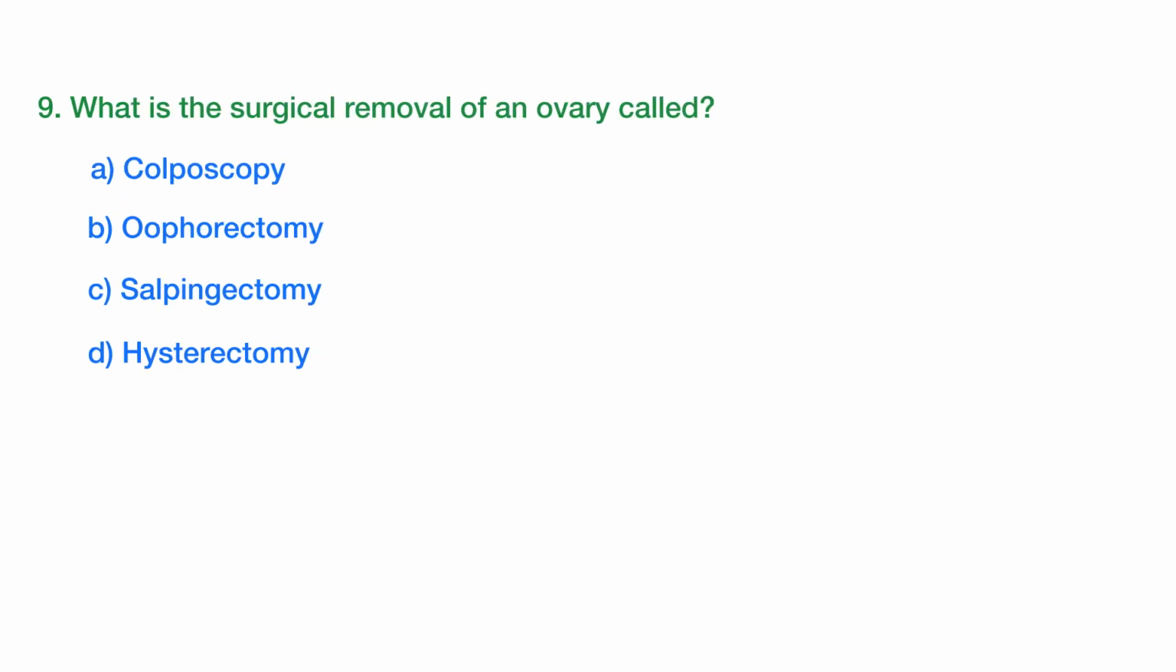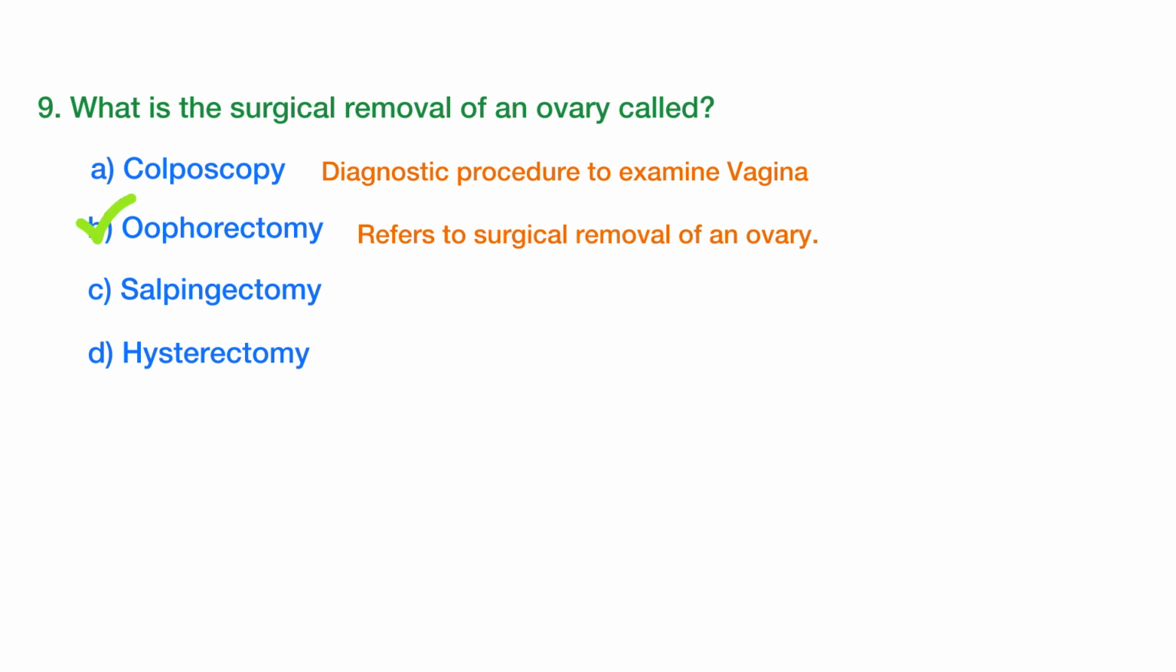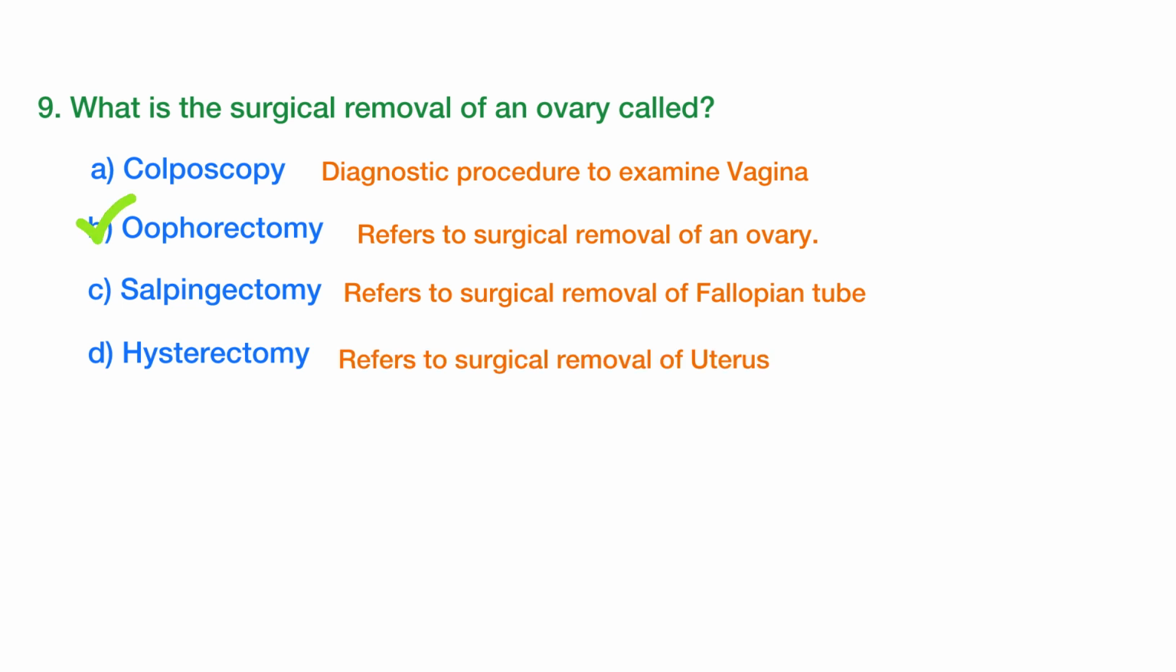What is the surgical removal of an ovary called? A. Colposcopy, B. Oophorectomy, C. Salpingectomy, D. Hysterectomy. Colposcopy is a diagnostic procedure to examine the cervix and vagina. Oophorectomy is the correct answer. It refers to the surgical removal of an ovary. Salpingectomy is the removal of a fallopian tube. Hysterectomy is the removal of the uterus. Option B is the right answer.